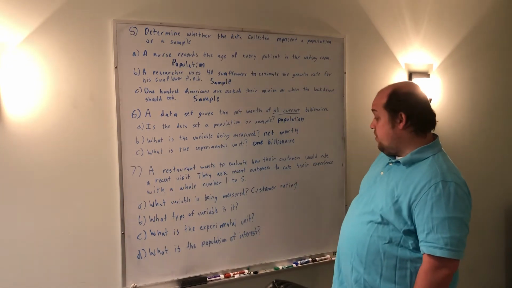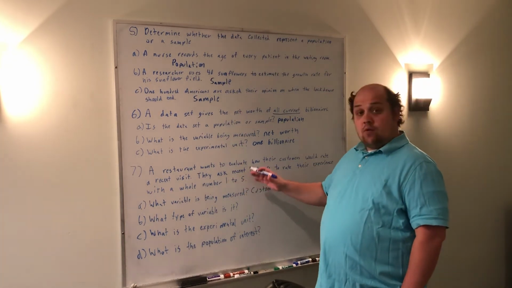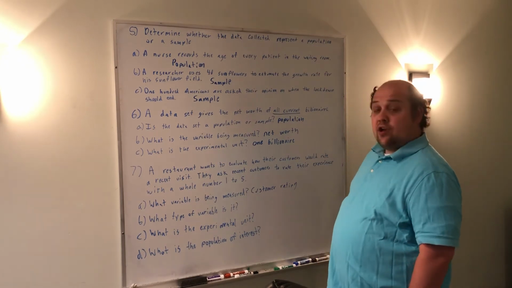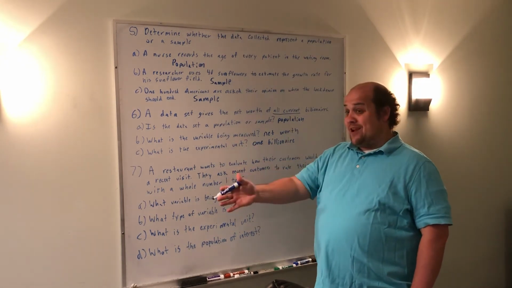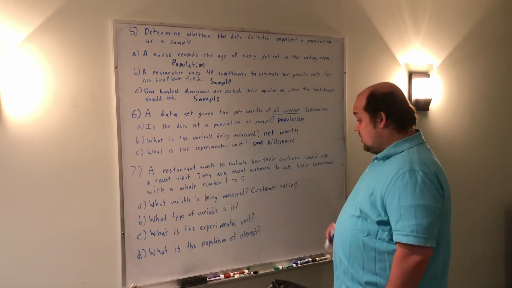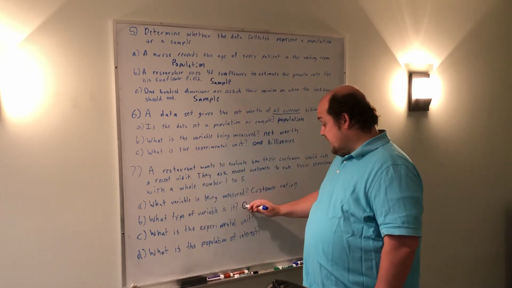What type of variable is it? Well, here it's a whole number, 1, 2, 3, 4, or 5. That means that it does have a naturally occurring numerical scale. If somebody rates the restaurant a 1, that means they had a worse time than somebody who rates it a 2. So in this case, it would be a quantitative variable.